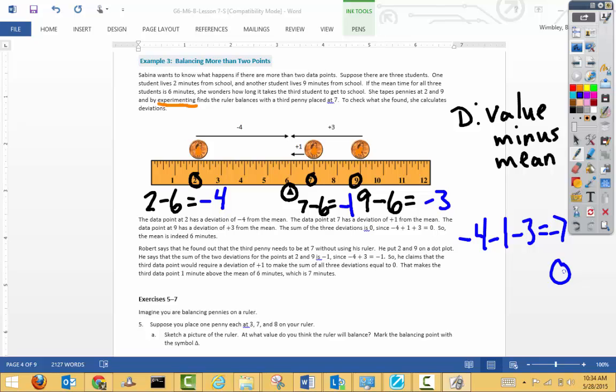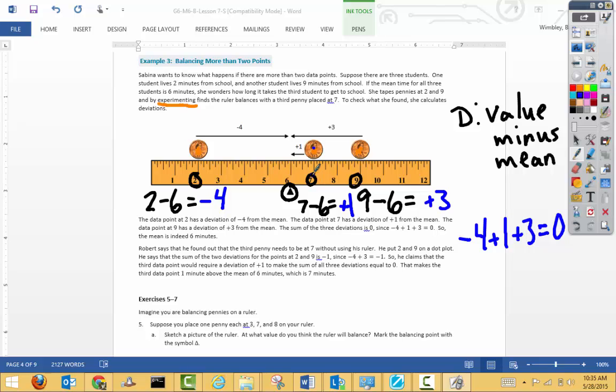Well, hopefully you notice 7 minus 6 is not a -1, that's a +1. 9 minus 6 is a +3. So I should have -4 plus 1 plus 3. Now when I do my math, what do I see? I see that it equals 0, just like it should. Now what does this 7 mean again? This 7 means that it takes her 7 minutes to get to school.